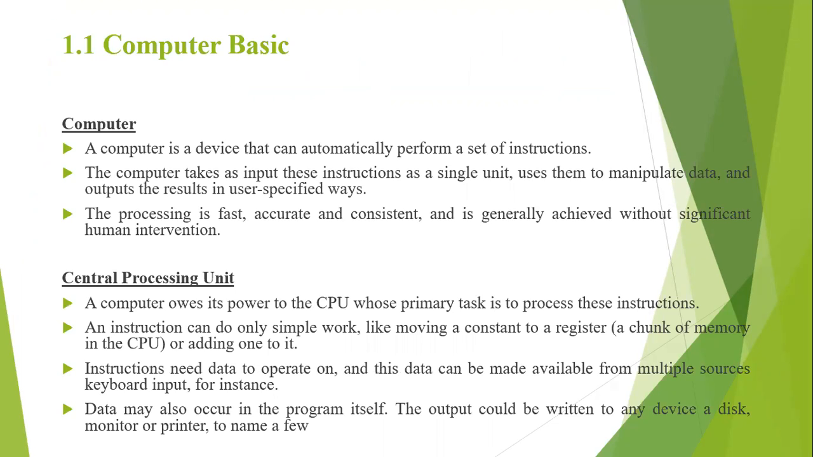So all of us know a computer is an electronic device that can automatically perform a set of instructions. It's an electronic machine capable of performing a set of instructions. A computer takes as input the instructions as a single unit, uses them to manipulate data, and outputs the results in user specified ways. The processing is very fast, accurate, and consistent, and is generally achieved without significant human intervention.